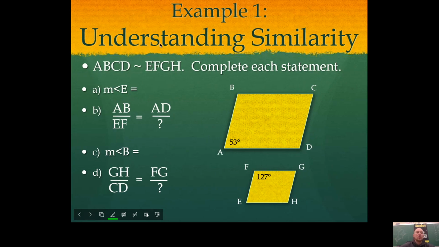So here's our first example. We're going to understand what similarity means. Here's a similarity statement. They're telling you that this 4-sided figure is similar to this 4-sided figure. Now we're going to complete each statement. The measure of angle E is equal to something. If you look at your similarity statement, angle E and angle A are congruent. So the measure of angle E is going to be equal to the measure of angle A. That's what similarity means. The corresponding angles are congruent. So angle E's measure is 53.